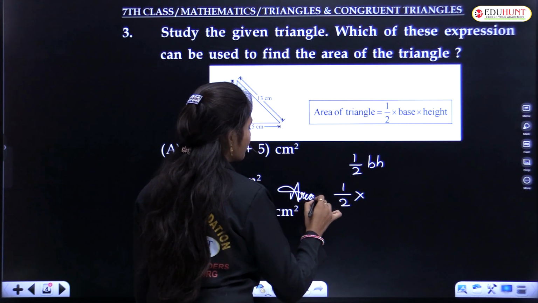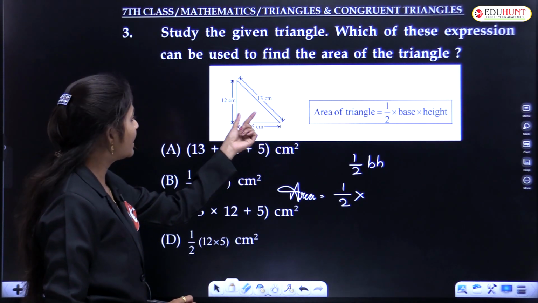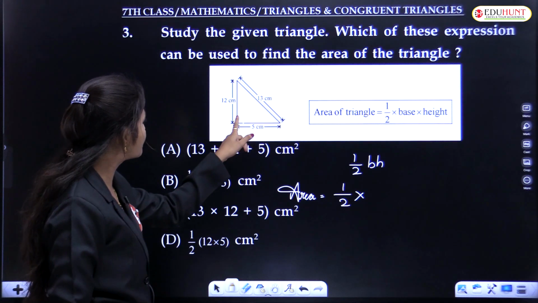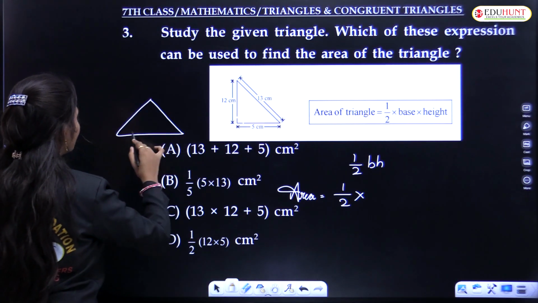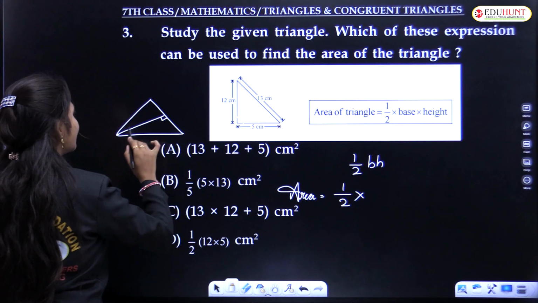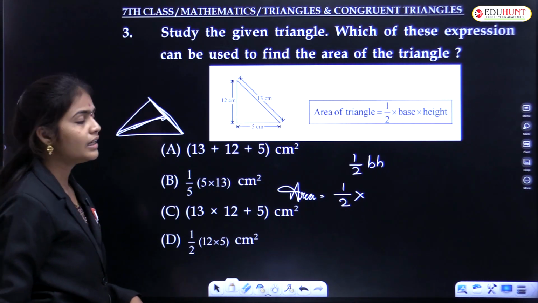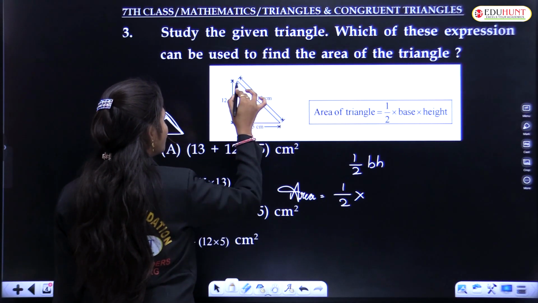So area equals half into base. What is the base here? Wherever we have the altitude, we can observe 90 degrees, or else some triangles like this also. So here this is 90 degrees, which means this is the base, I told you, and this is the height. So what is the altitude here? This is the altitude.